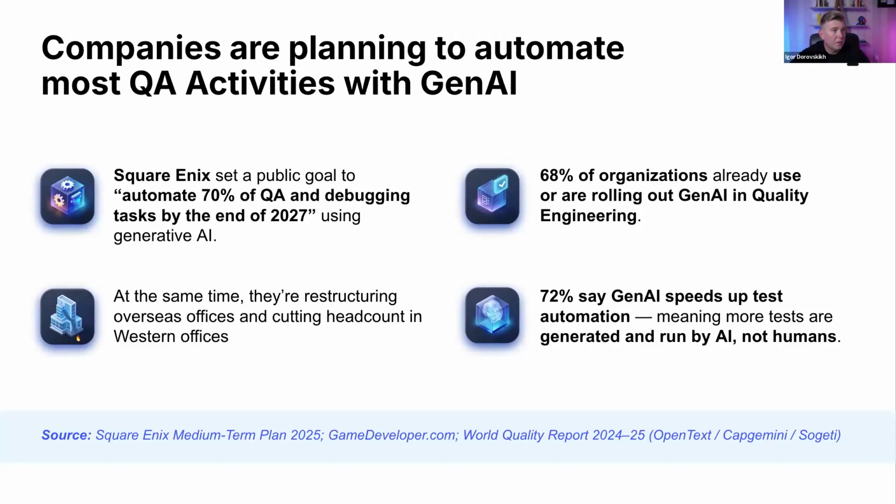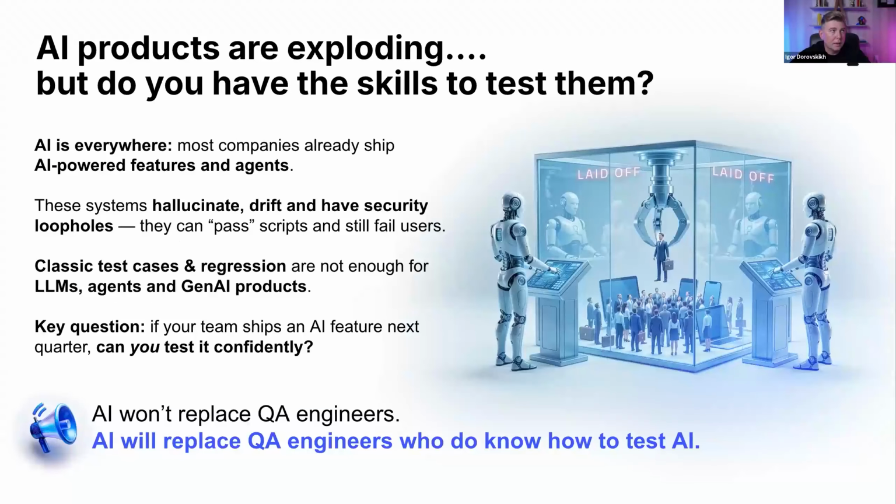At the same time, they're recruiting overseas. A lot of US companies are moving overseas and cutting jobs in the Western world. So 72% say Gen AI speeds up test automation, meaning more tests are generated and run by AI. This is the real data, right? How it is in reality, we can look at a little bit later in our presentation.